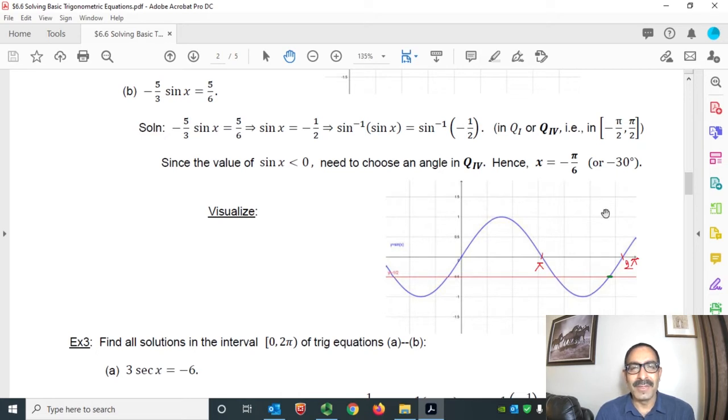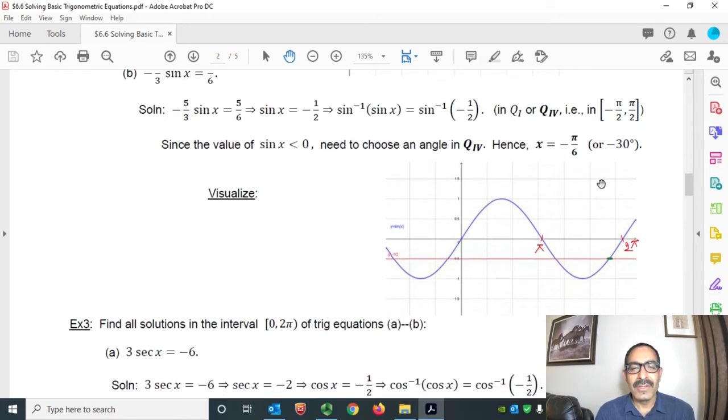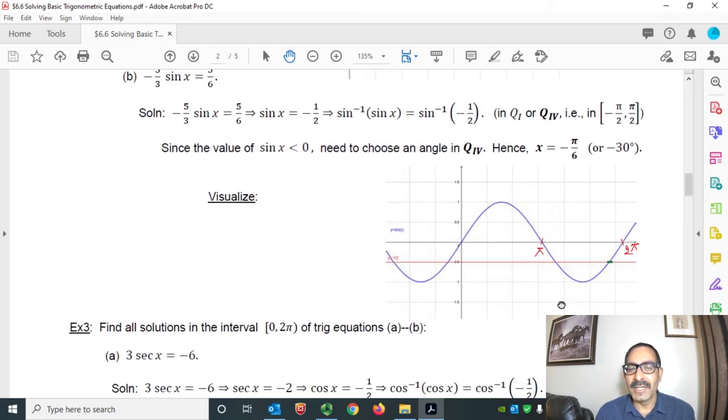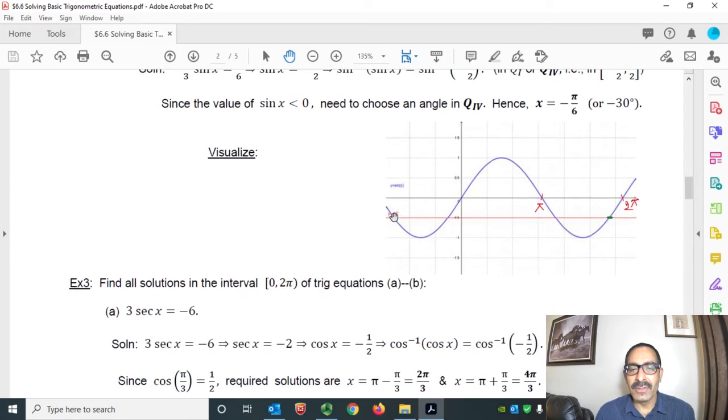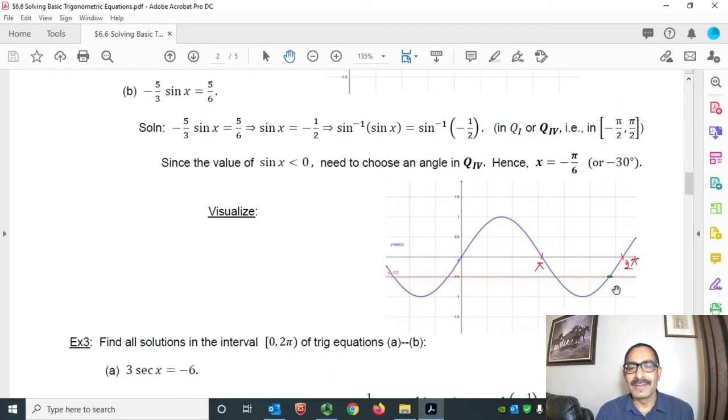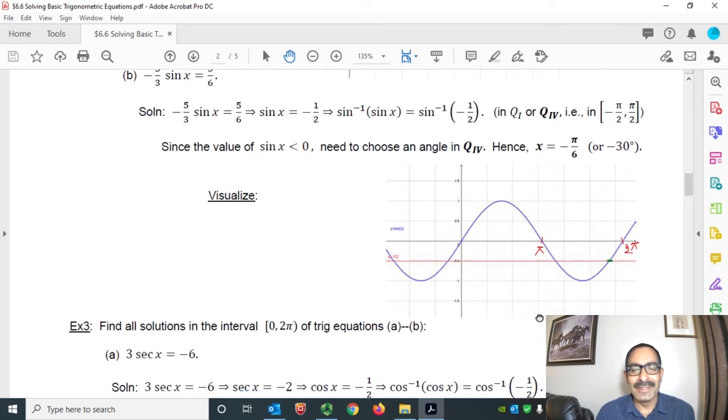So now let me visualize. Here I graphed y equals the sine function, and y equals -1/2. This is the -1/2 line. And we are talking about this intersecting point, which is -pi/6, or that's 2 pi minus pi/6. 6 times 2 is 12, 12 minus 1 pi is 11 pi/6. Awesome. Now let's move on.